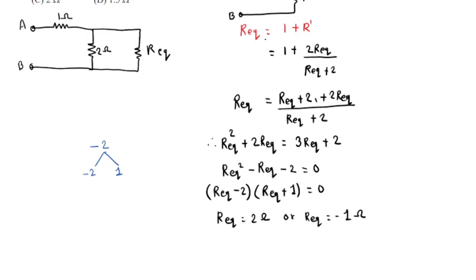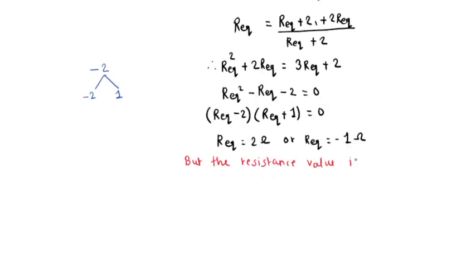But the resistance value is not negative. Hence, we consider only the positive value. So finally, R equivalent is equal to 2 ohm. Okay, this is the final answer. R equivalent is equal to 2 ohm.